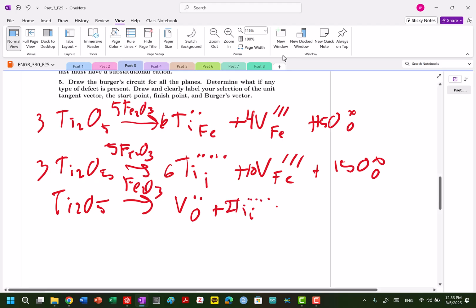I'm going to do 2 of them, because I need to hit that ratio. So now I've got 12, 10, 12. So now I'm going to do a vacancy of Fe, and then I'm going to do minus 3, and I'm going to do 4. 4 times 3 will give me 12. So I need 2 here. And then minus 12. Good.